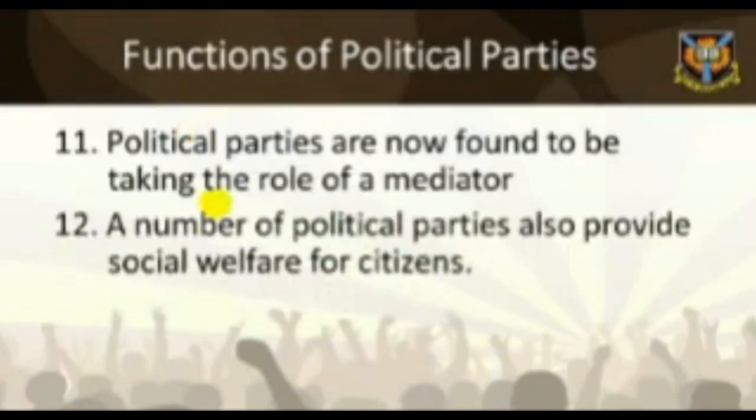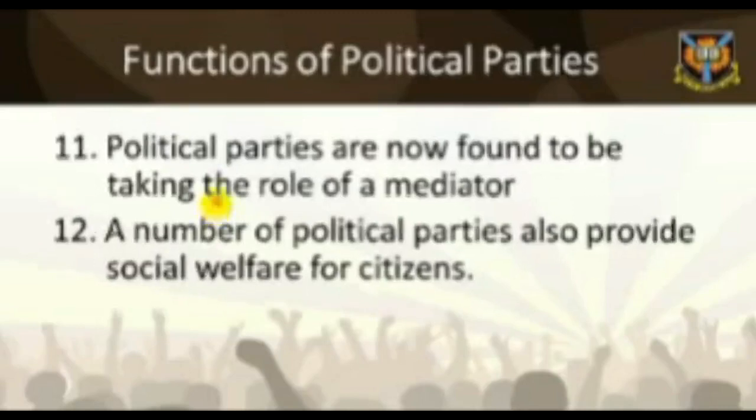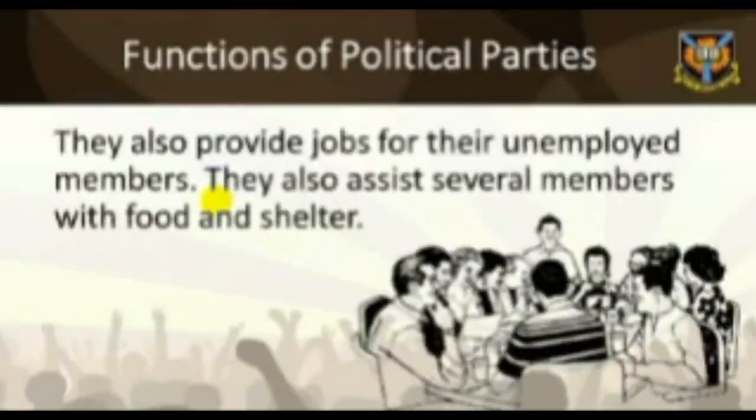12. A number of political parties also provide social welfare for citizens. Some parties assist indigent students with scholarships, help communities in provision of boreholes and building of recreation centers, schools, rehabilitation homes, to mention a few. They also provide jobs for their unemployed members. They also assist several members with food and shelter.